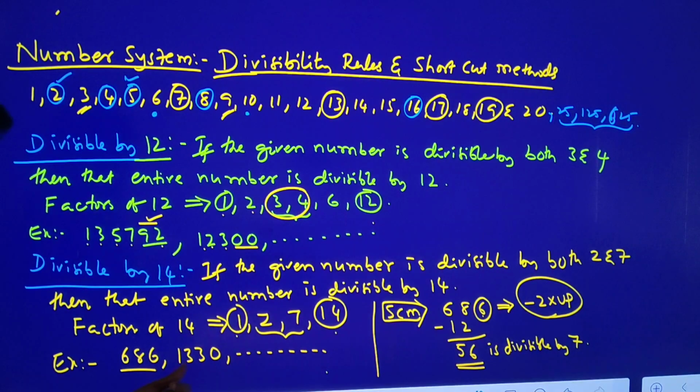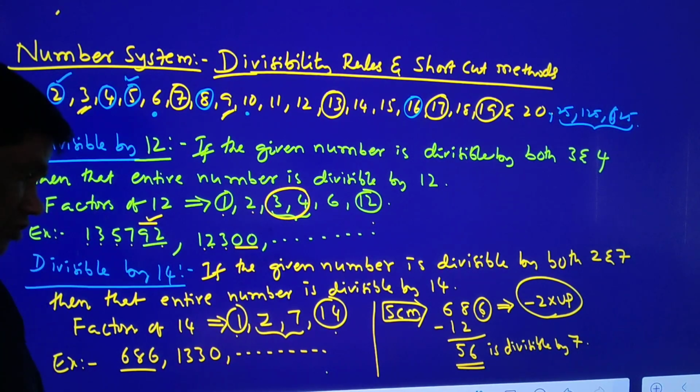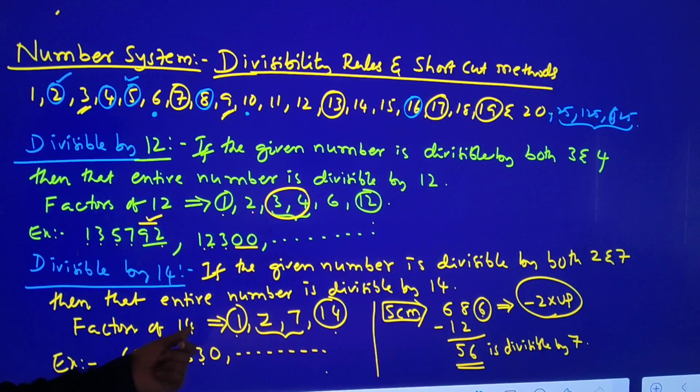And similarly, 1330. Here 0 is the units place, so that's why this entire number is divisible by 2. And excluding 0, 133. 133 is also divisible by 7, because here minus 2 times the units place, that is 3 times 2 is 6, 13 minus 6 is 7. 7 is a multiple of 7. So that's why this entire number is divisible by 14.